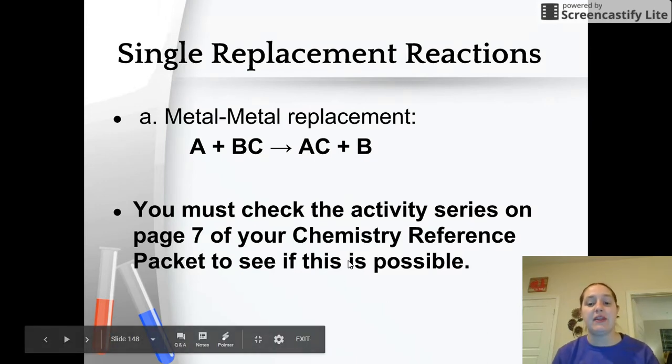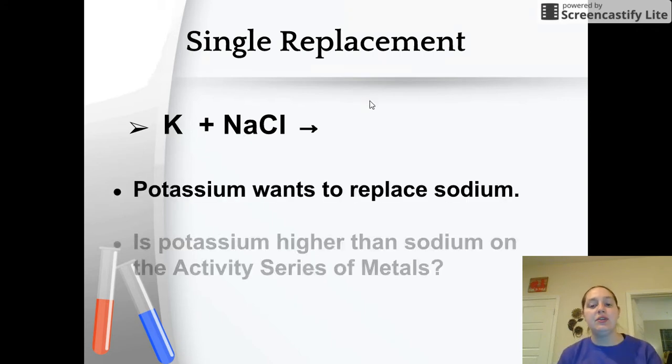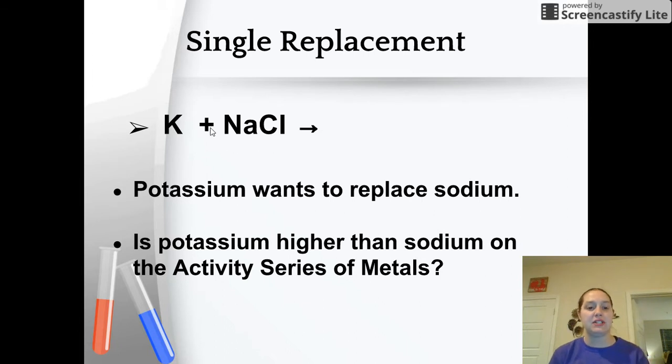So let's start with the first one, metal replacing a metal. Remember, we're going to have to check that activity series when we do these. Okay, so we have potassium reacting with sodium chloride. So potassium is a metal, so it's going to replace the thing like it in the compound. So metal replaces the metal, so that would be sodium. So potassium replacing sodium. And we have to ask ourselves, can potassium replace sodium? Meaning, is potassium higher on the activity series than sodium?